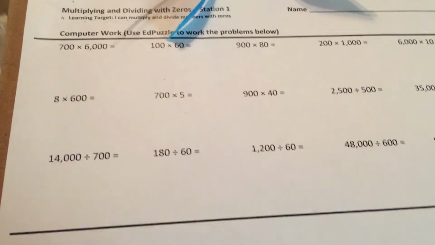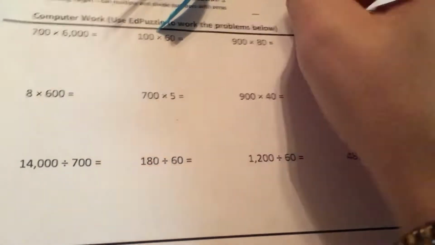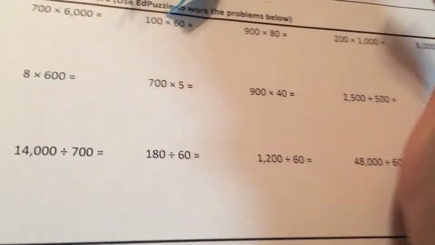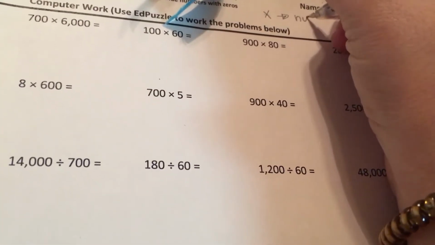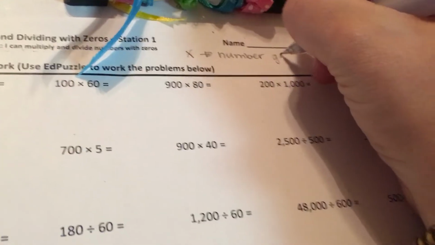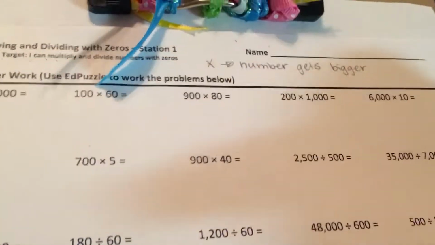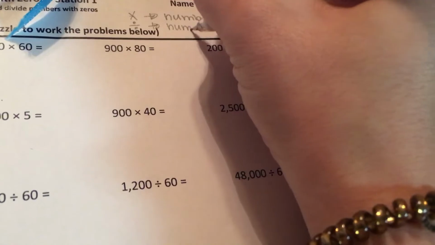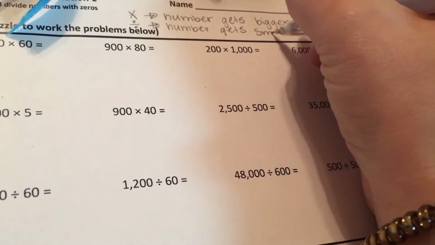So one thing that I want you to remember is that when you multiply, not divide, whenever you multiply, that means that your number gets bigger. Then whenever you divide, that means your number gets smaller.